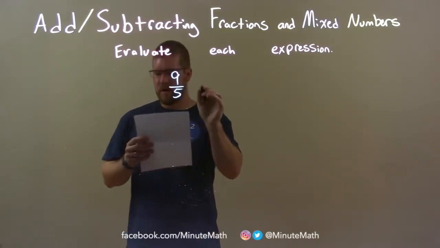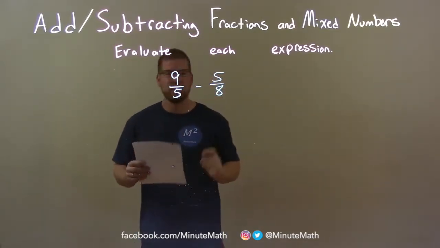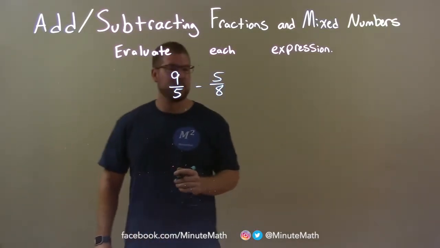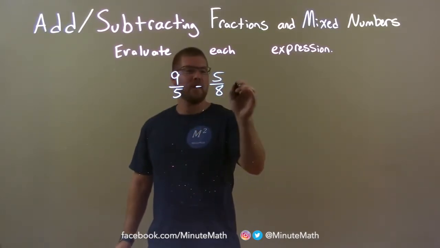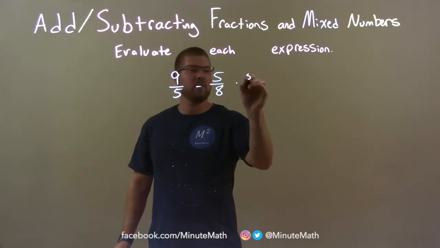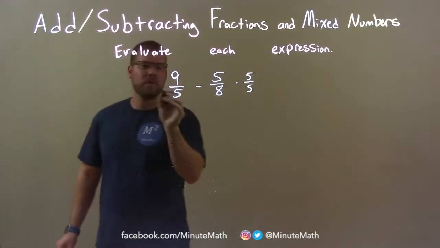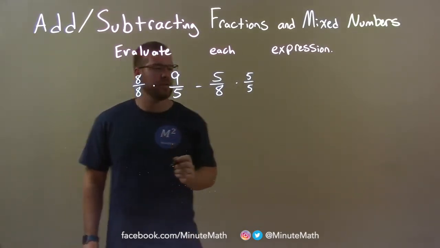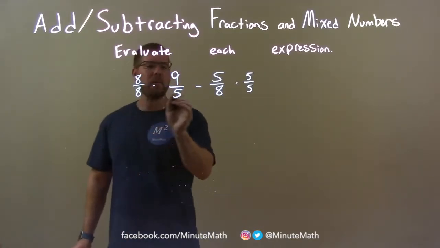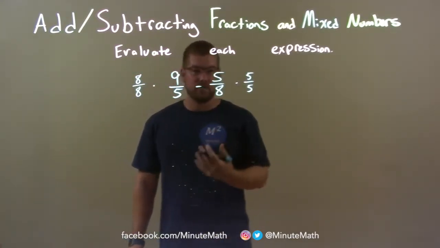9 over 5 minus 5 over 8. So 9/5 minus 5/8. Okay? Well, what I want to do is take the denominator here, the 5, and multiply the second number by 5 over 5. And then the 8 here, this denominator, multiply the first number by 8 over 8. And what this does, this will allow us to have a common denominator, 8 times 5, which then allows us to add or subtract this fraction.